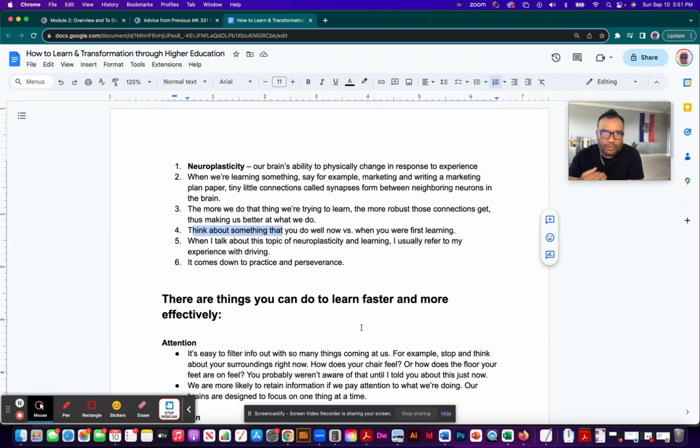Think about something that you do well now versus when you were first learning. When I talk about this topic of neuroplasticity and learning, I usually refer to my experience with driving. So let's rewind back 1 or 2 years ago when I was 16. No, just kidding. When I was first out there learning how to drive, I remember how I had to really think about everything that I was doing. In fact, I remember asking my parents, "Hey, am I driving straight as I'm making the steering wheel go like this?" And then now, fast forward to 2023, it's not like that for me anymore, right?